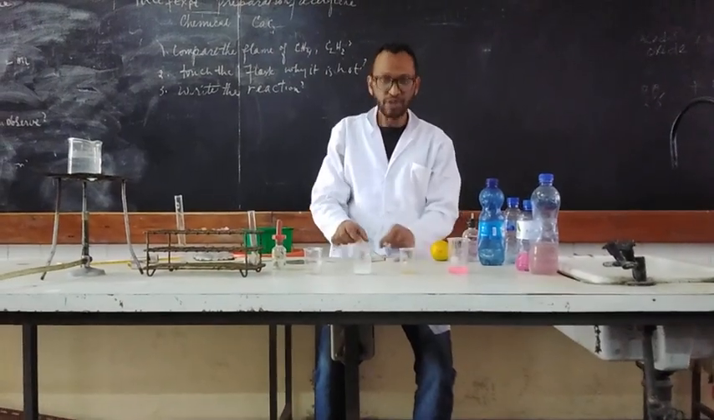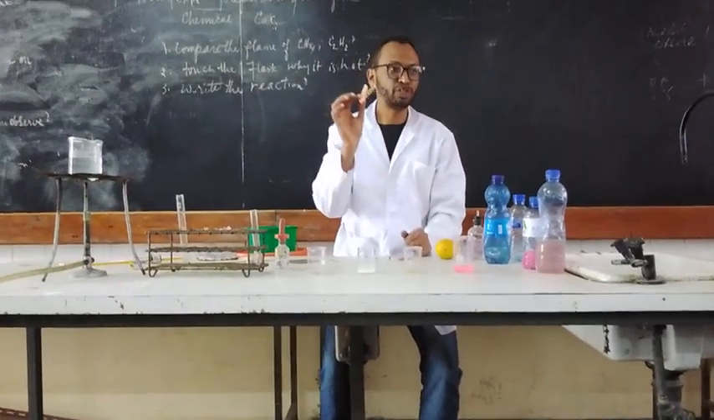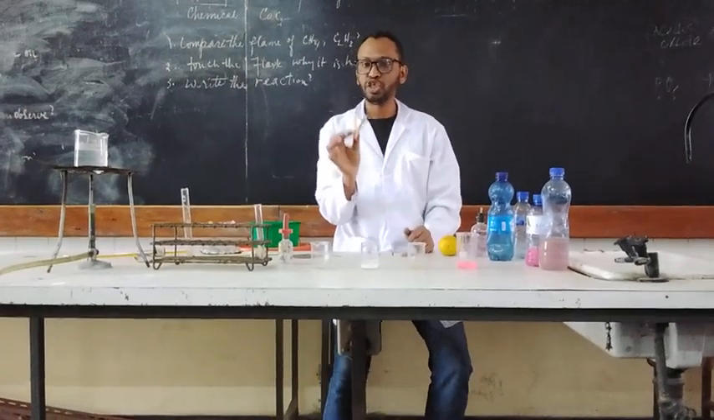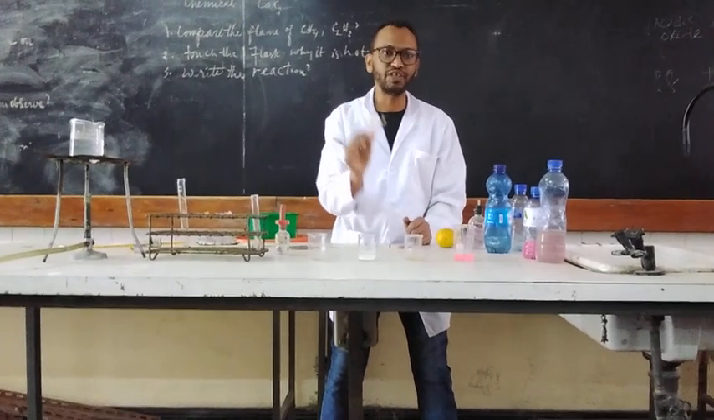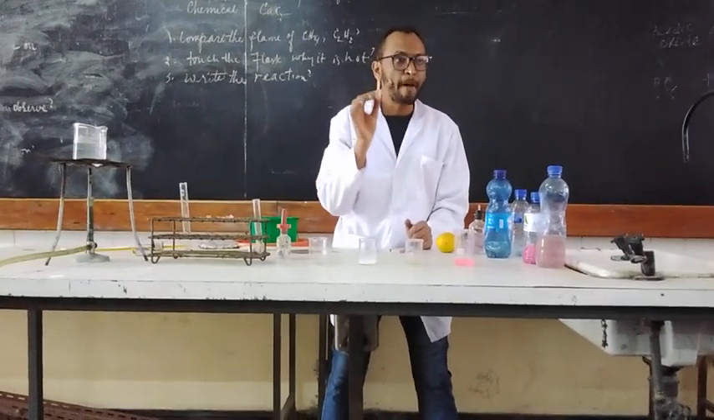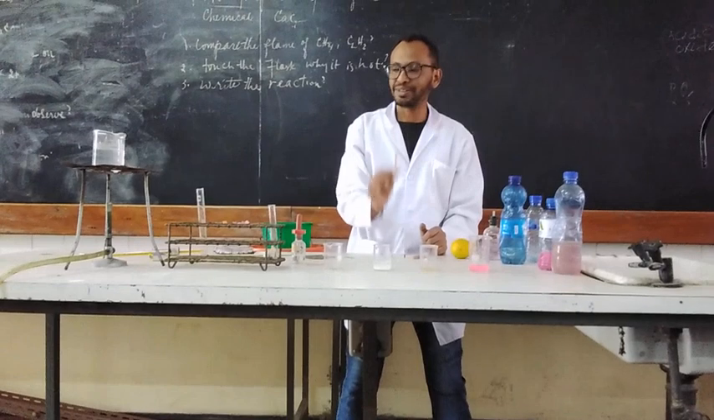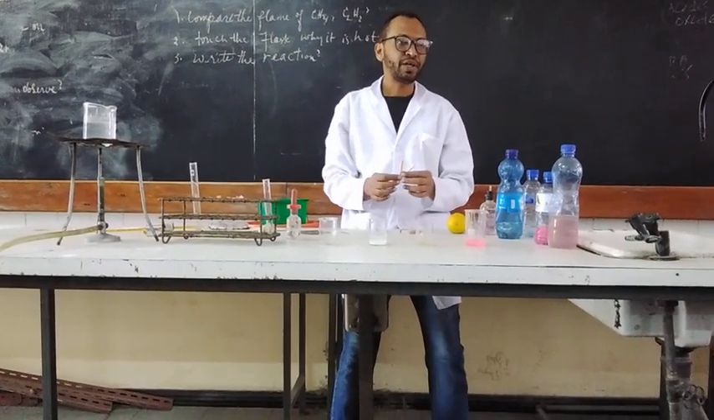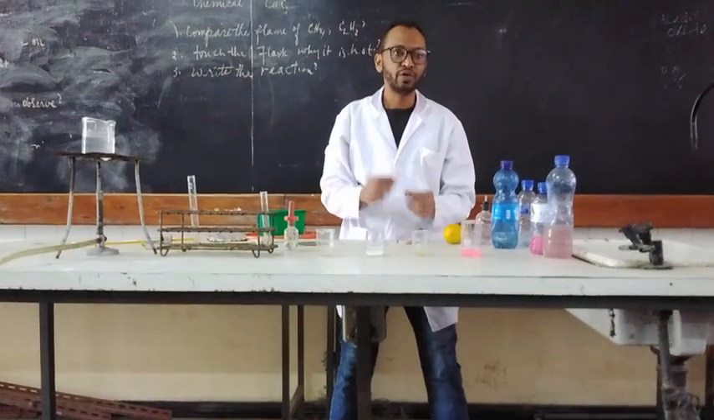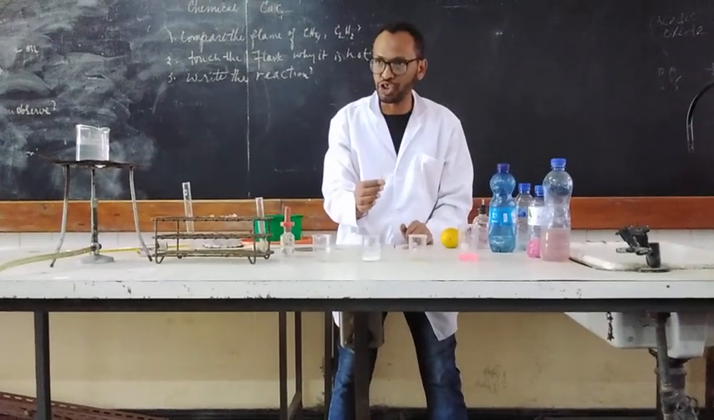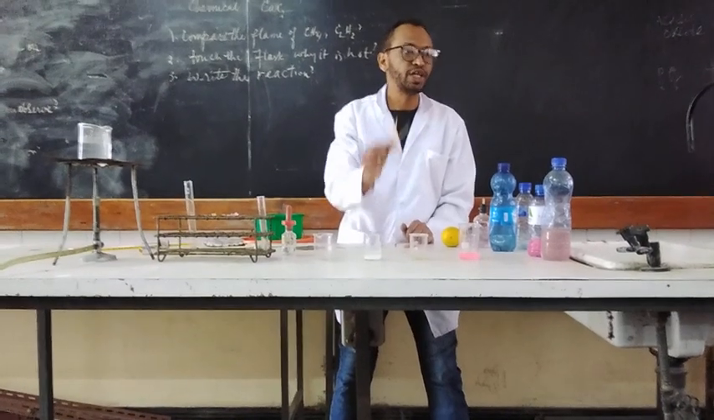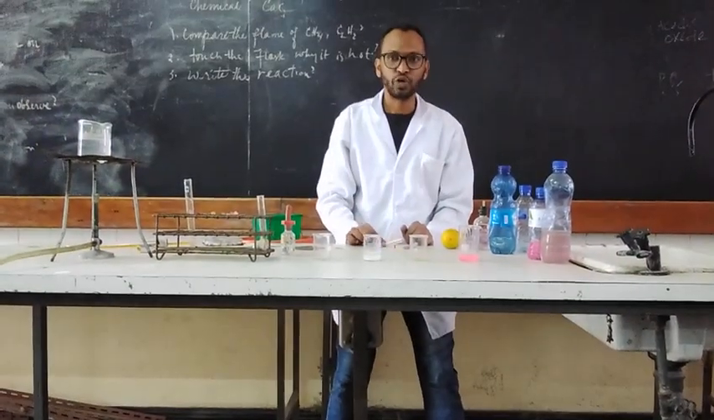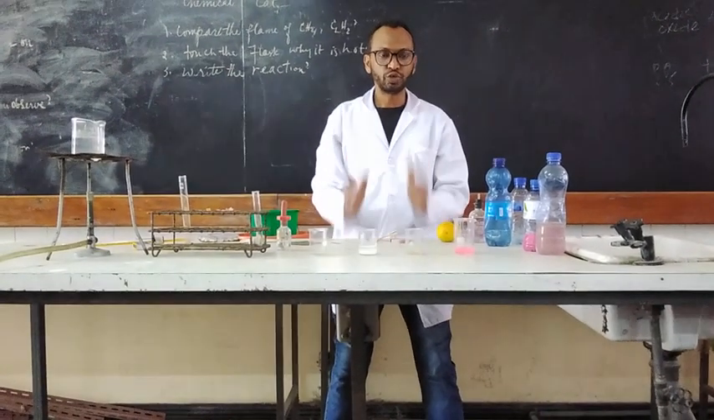When we insert universal litmus paper in a solution, if it changes into blue color, that solution is base. And when we insert this universal litmus paper in a given solution, if it changes into red, that solution is what? Acid. So this is all for today.